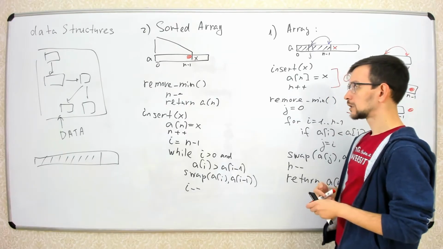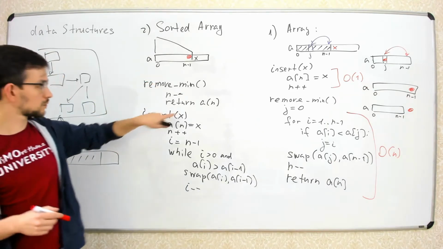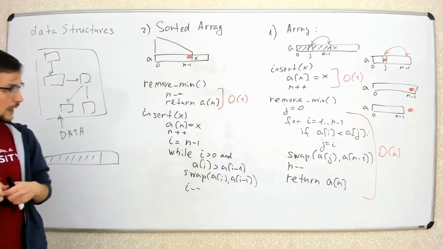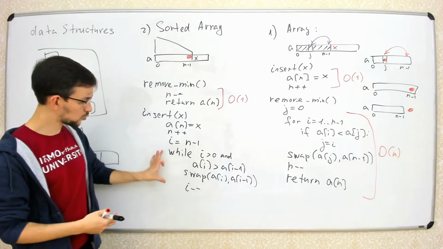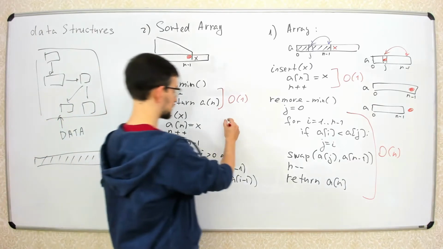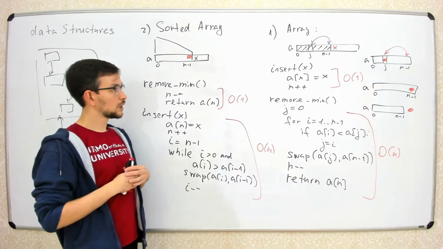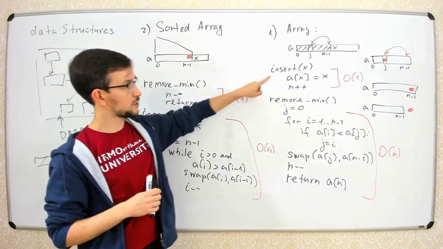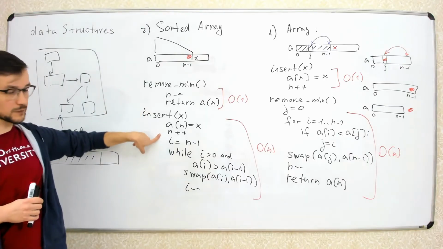Good. So what is the time complexity? The time complexity of remove min is obviously constant. But the time complexity of this insertion is big, because here you need to make this while, and the time complexity of this while is again linear, so this time complexity is linear. Okay, now we have two options. We can make fast insertion but slow remove, or we can make fast remove but slow insertion.